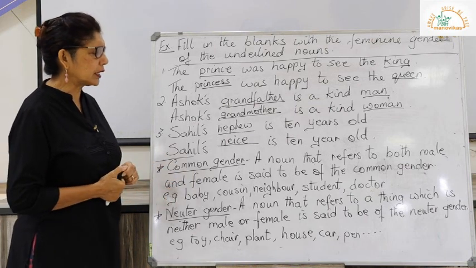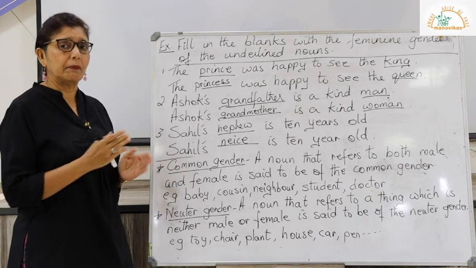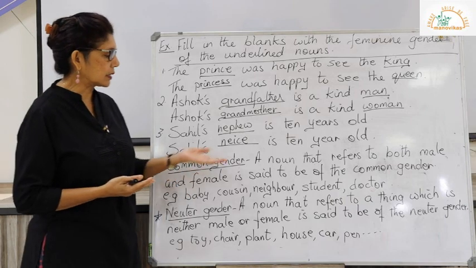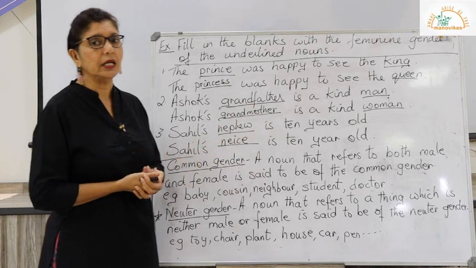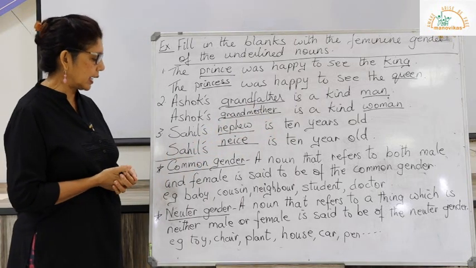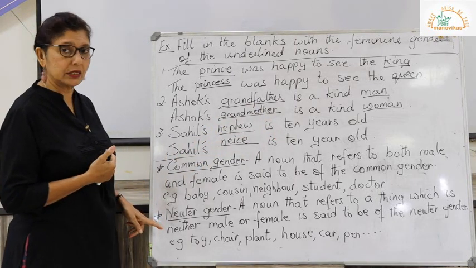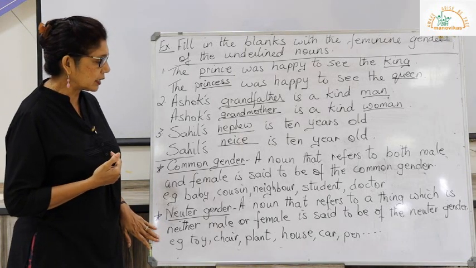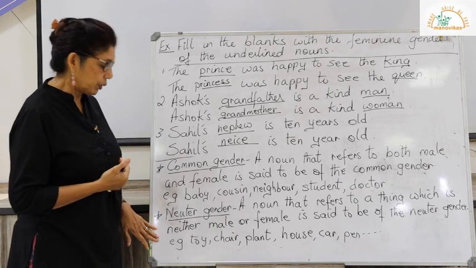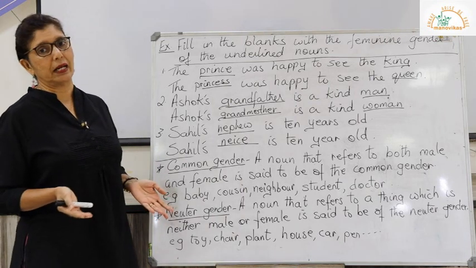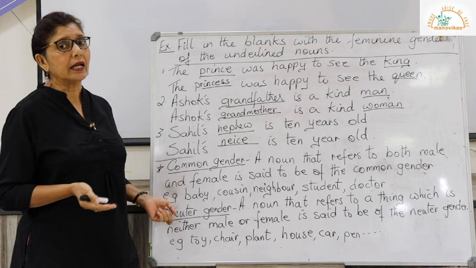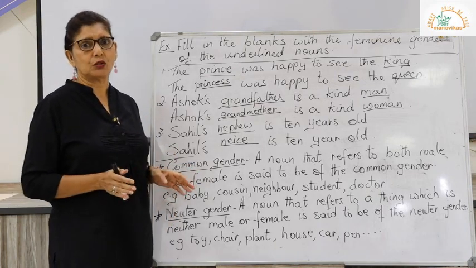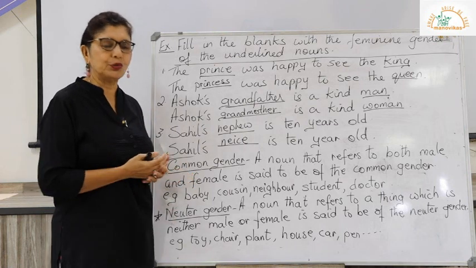So what is a common gender? A noun that refers to both a male and a female. Baby, cousin, neighbor, student, doctor, teacher, etc. Hope you have understood that. Now next is the neuter gender. Now this is something new you have learned. Neuter gender is a noun that refers to a thing which is neither male nor female. So what is neuter gender? It is a noun which is not male and nor is it a female. So what is it? It's called a neuter gender.